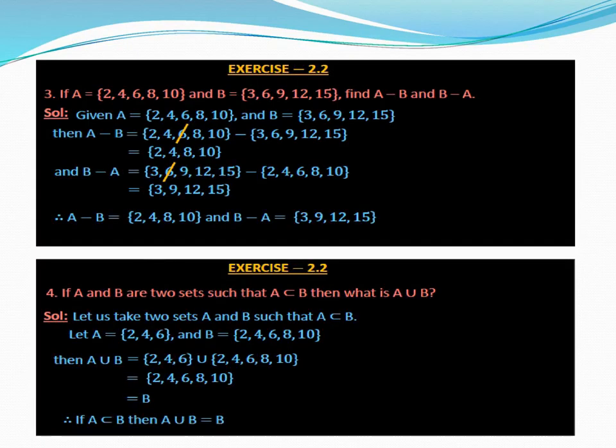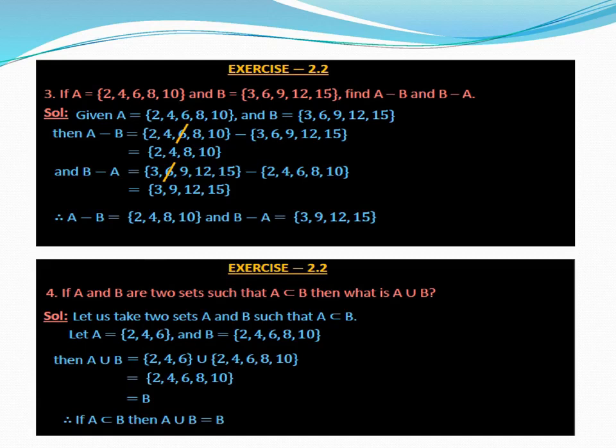Now we will go to solve the third problem. If A equals the set of elements 2, 4, 6, 8, 10 and B equals 3, 6, 9, 12, 15, find A minus B and B minus A, which means you find the difference of A, B and B, A. Now we solve.